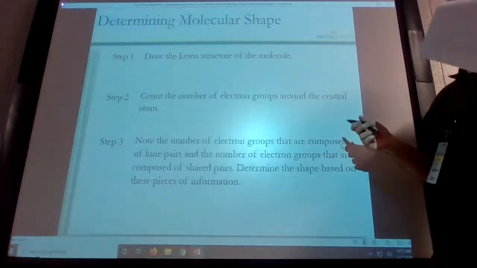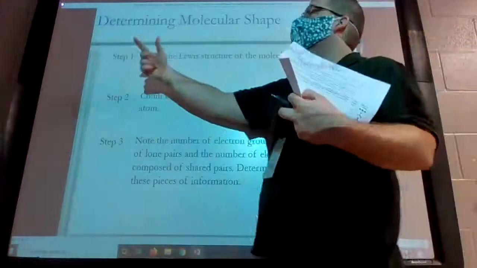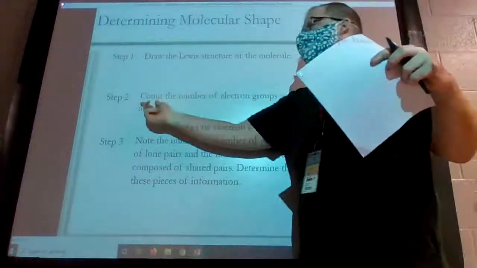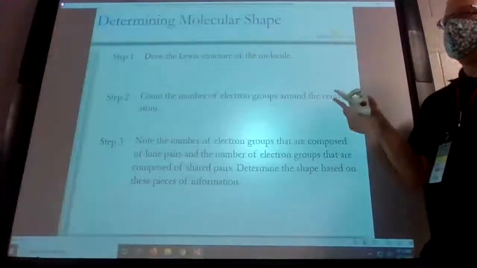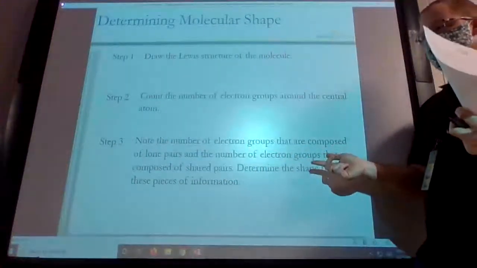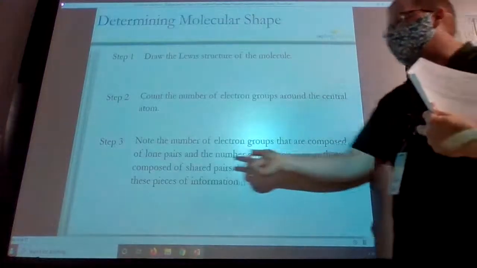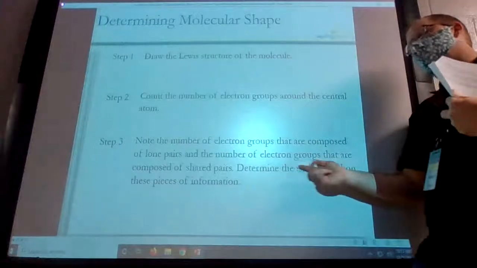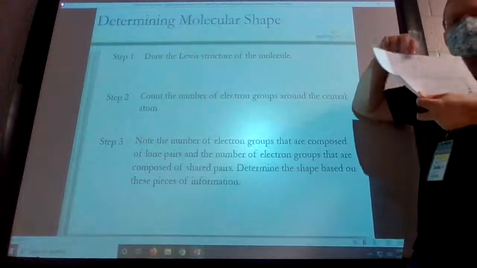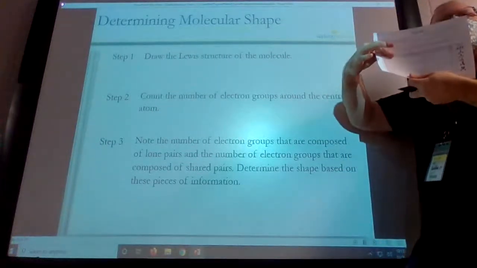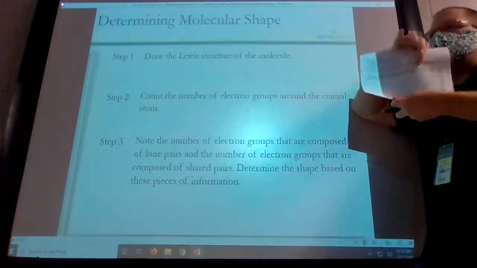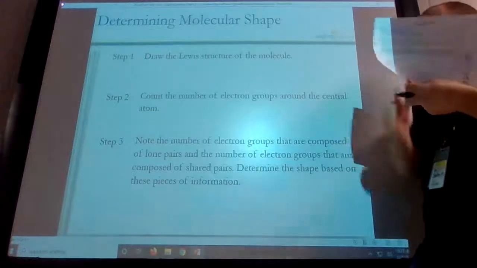So they have 3 steps for determining molecular shape. Step 1, you got to draw the Lewis dot structure of the molecule, and it's best to start with the central atom. Step 2, count the number of electron groups around that central atom. Step 3, note the number of electron groups that are composed of lone pairs and of bonding pairs. Determine the shape based on that. You're going to use the chart. So it tells you here, I got the total number of pairs of electrons around the central atom. I have the bonding pairs in that first column, and then the lone pairs in the second column, and then they tell you the angle and the shape.